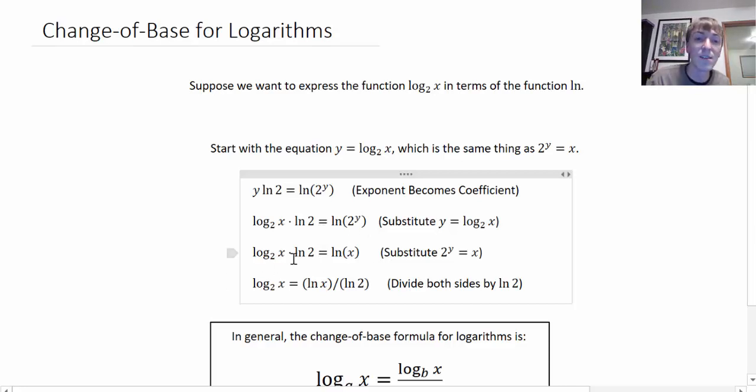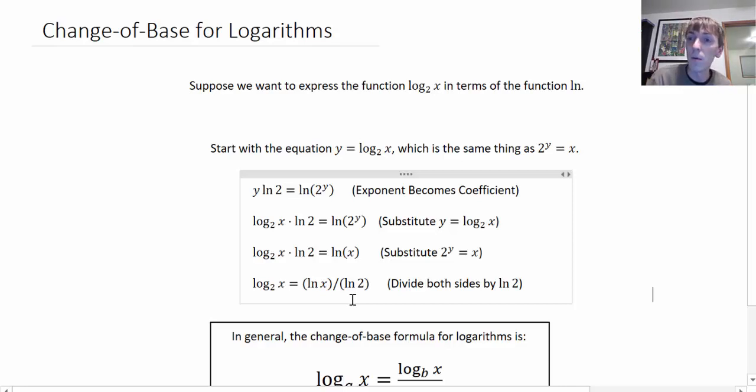Last step, I divide by the ln of 2 to get it to the other side of the equation. That's just algebra, right? I'm just dividing both sides of an equation by the same thing. And now look at the last line, because I've actually solved the problem in this weird unmotivated way, right? I've taken log base 2 of x and I've rewritten it as ln of x divided by ln of 2. And that is the change of base formula.